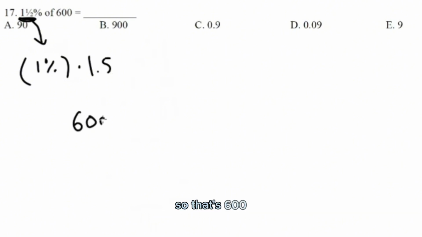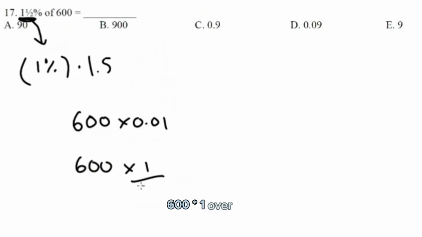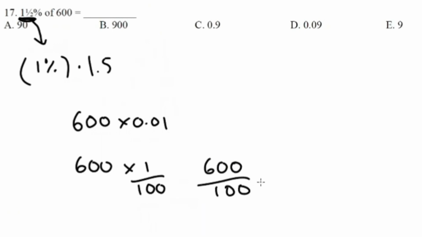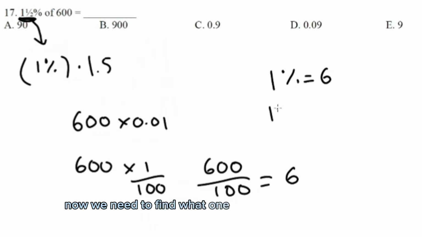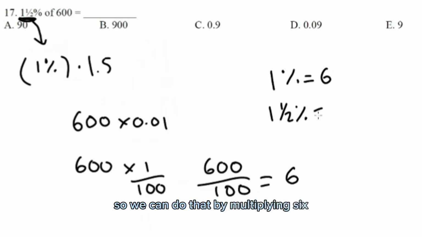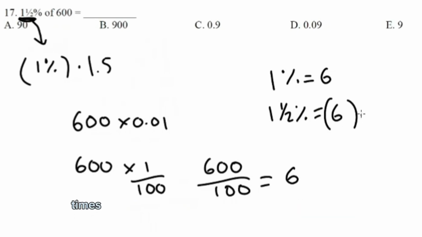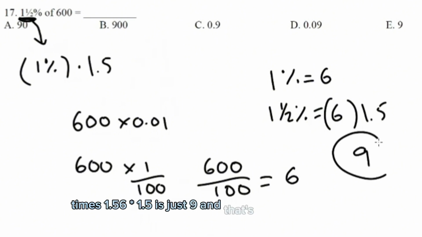So that's 600 times 0.01, or 600 times 1 over 100. That is just 600 over 100, which is 6. Alright, so we know 1% is equal to 6. Now we need to find what 1.5% is. So we can do that by multiplying 6 times 1.5. 6 times 1.5 is just 9, and that's your answer.